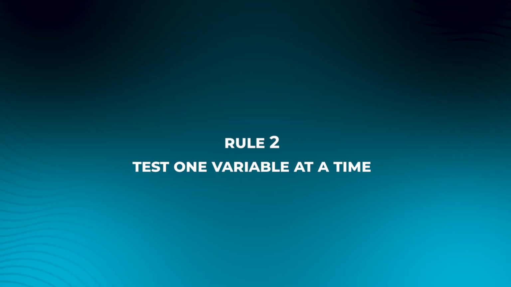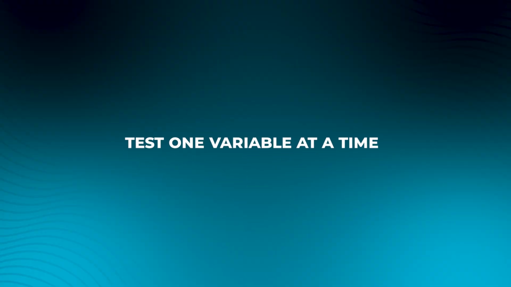Rule number 2, test one variable at a time. This is the most common mistake. If you change the subject line and the email designs and the offer itself and performance improves, you have no idea what caused it. Just like a scientific experiment, test one variable at a time. Change one thing and measure the result. Then move on to the next variable.